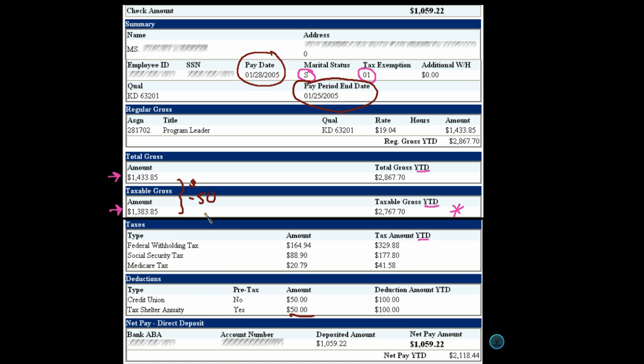There are sometimes other things that are not taxed. If you contribute premiums to health insurance or dental, there's sometimes an option to have those come out pre-tax as well.